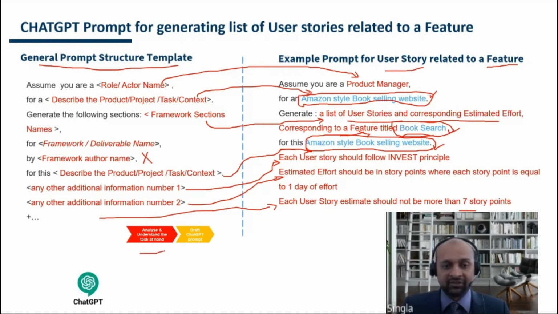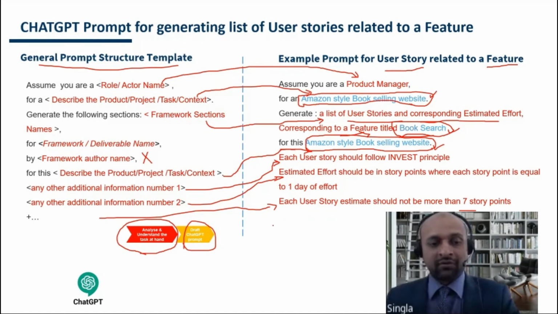And basically this step, if you map it back to our ChatGPT framework which we discussed earlier, is where we have analyzed and understood the problem at hand, which is basically that the task here is to generate a list of user stories from a feature title. And then we have drafted a ChatGPT prompt for this task.